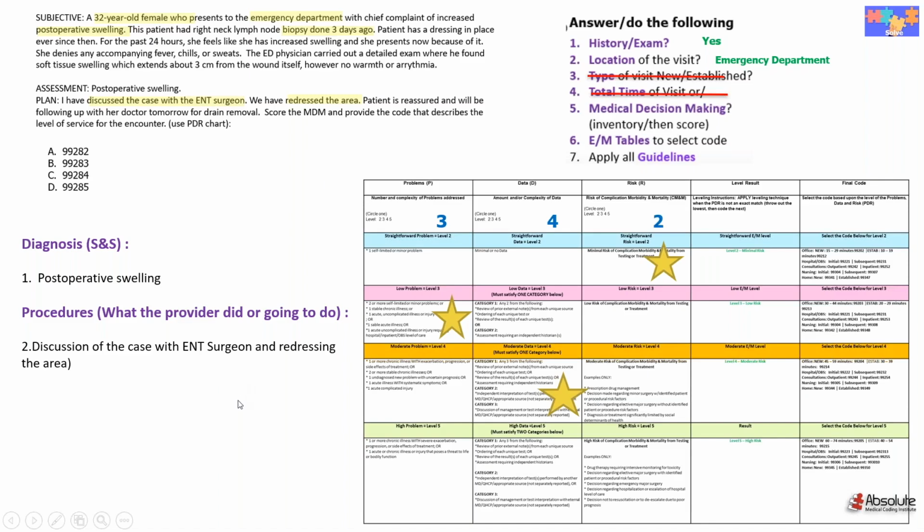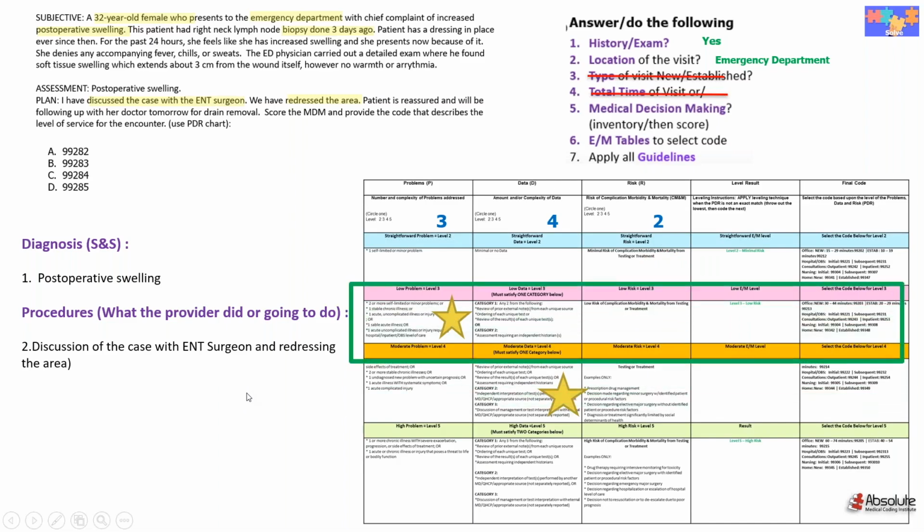And next what we do is we'll be removing the lowest level, and we'll be taking the next level. So that is going to be a low risk MDM. And the CPT evaluation and management code for this encounter is going to be 99283, option B, as most of you have said. So great work on this, coders. Thank you, Ms. Jasmeet, for reading.